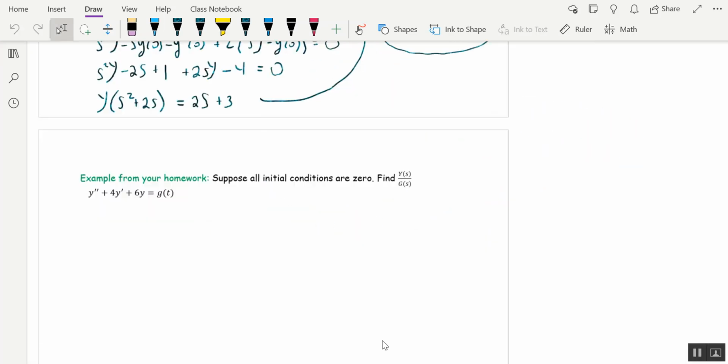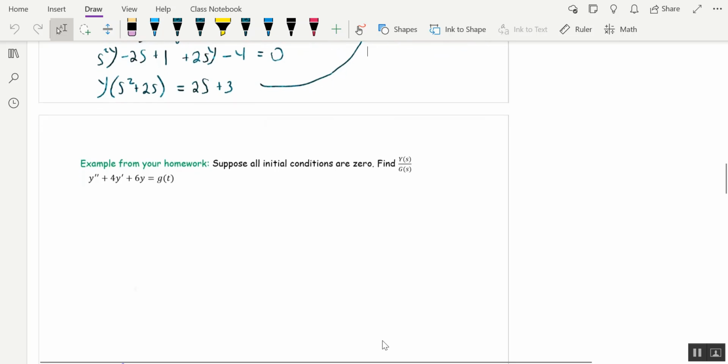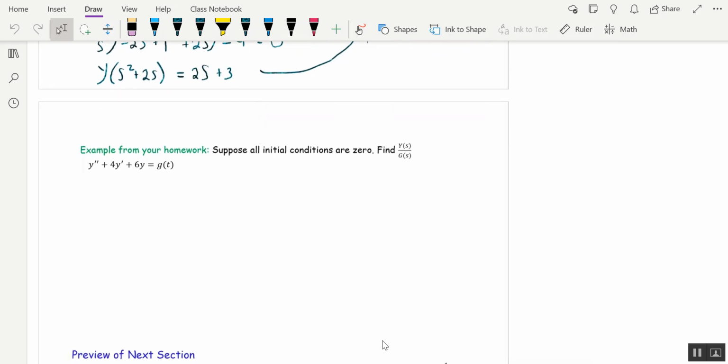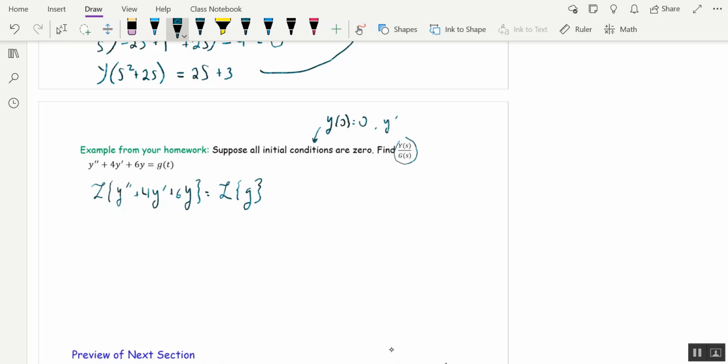We're going to do one more example involving derivatives, and then we're going to do a preview of finding inverse transforms. So our goal here is to find big Y over big G. So we start by taking the Laplace transform of both sides of this differential equation. L of y double prime plus 4y prime plus 6y equals L of little g. Okay, we're told all the initial conditions are 0. That means y of 0 is 0, and y prime of 0 is 0. So formulas 19 and 20 are going to simplify greatly.